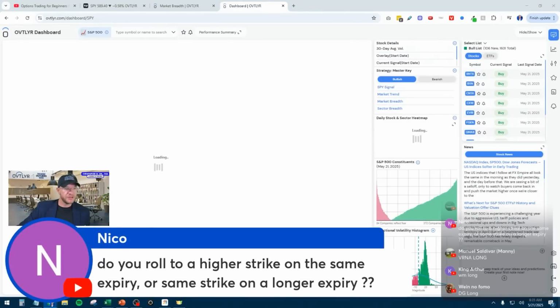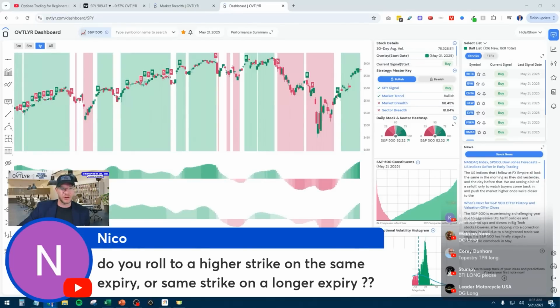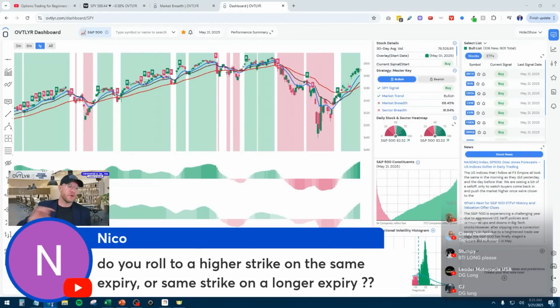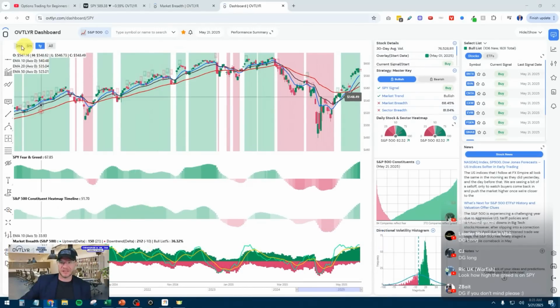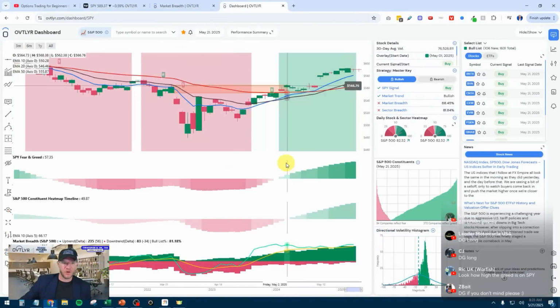Nico, good question. Do you roll up to the higher strike in the same expiration or same strike and longer? So one of those is rolling up, one of those is rolling out. You can do both. You can roll up and out. But for this example, I rolled up. Now, in order to get a credit, if you roll out, you will have to roll up because the same strike from one to the next, you're going to have to pay a debit. If you pay a debit, you are actually increasing the amount of risk in the trade. If you roll for a credit, then you actually get a reduction in risk on the trade.